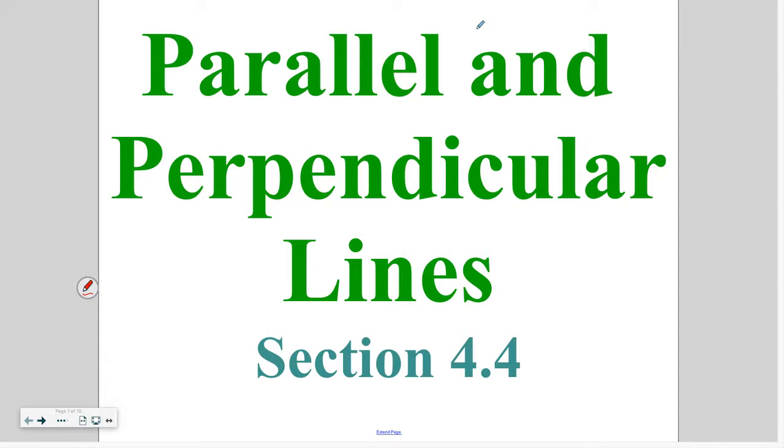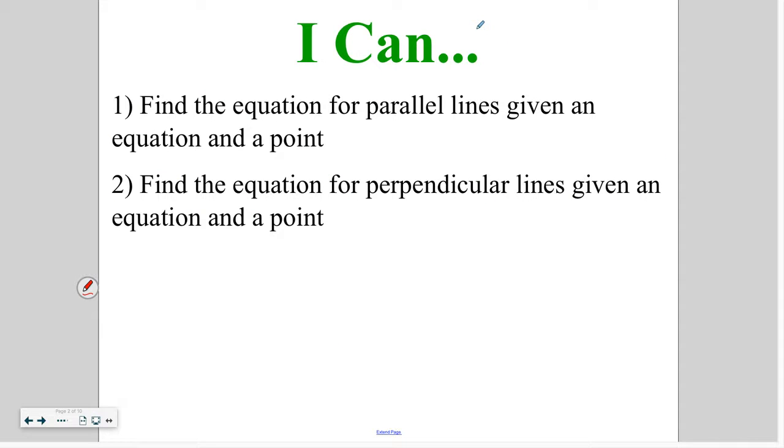Hello class, today we're going to talk about section 4.4, which is parallel and perpendicular lines. By the end of today's lesson, you'll be able to find equations for both parallel and perpendicular lines using given information.